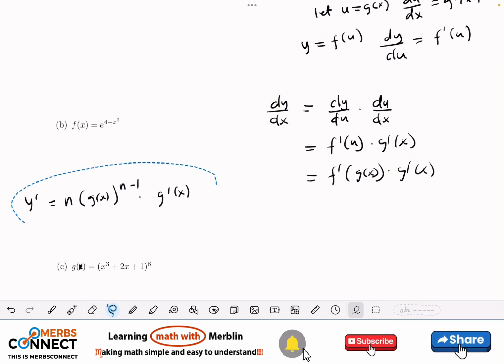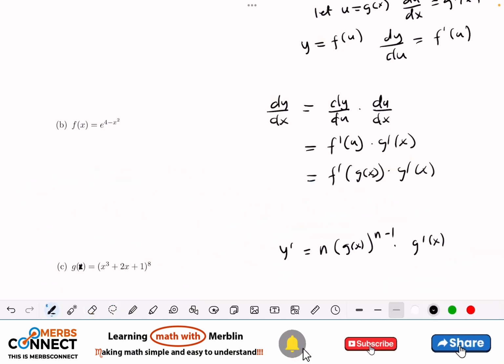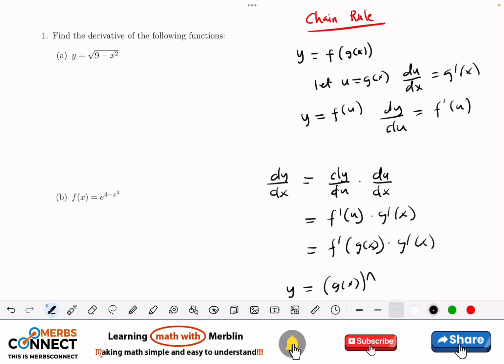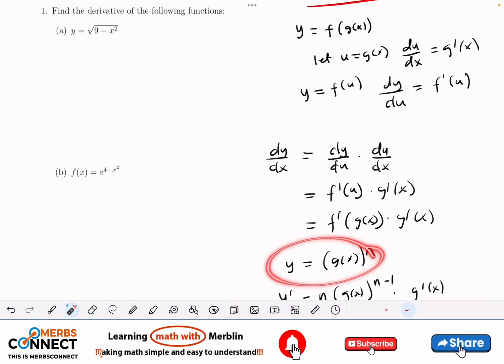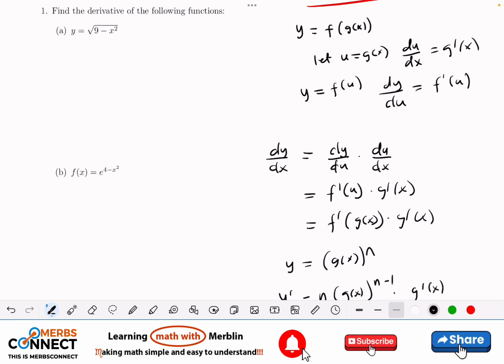So we have the power rule. This one is when y is equal to g of x to the power n, right? And then the one that we have here is when we have something like this. So let me use the idea of this to solve this, right? So the first thing is, I want to turn this function to this form, like something to the power, right? So this one can be written as 9 minus x squared all to the power 1 over 2, right? So this is what I'm going to get.